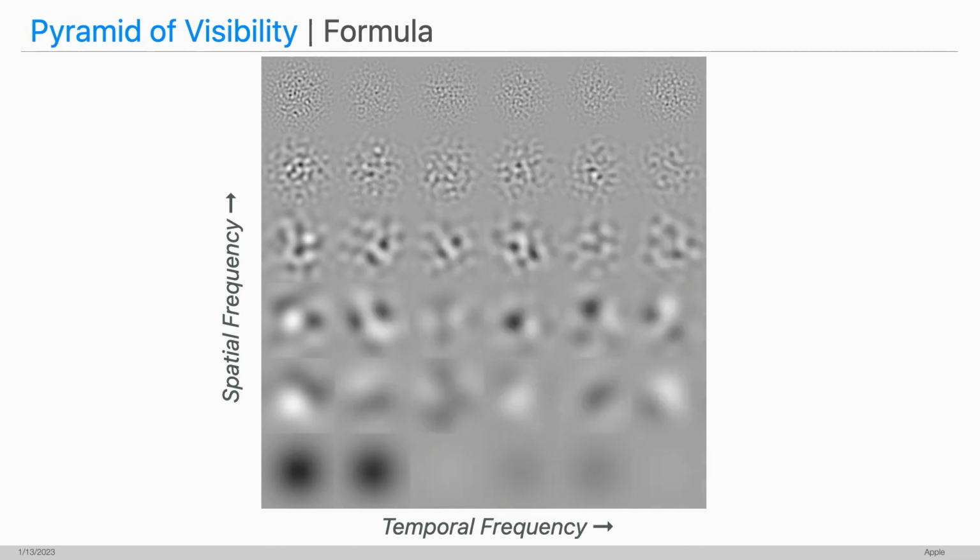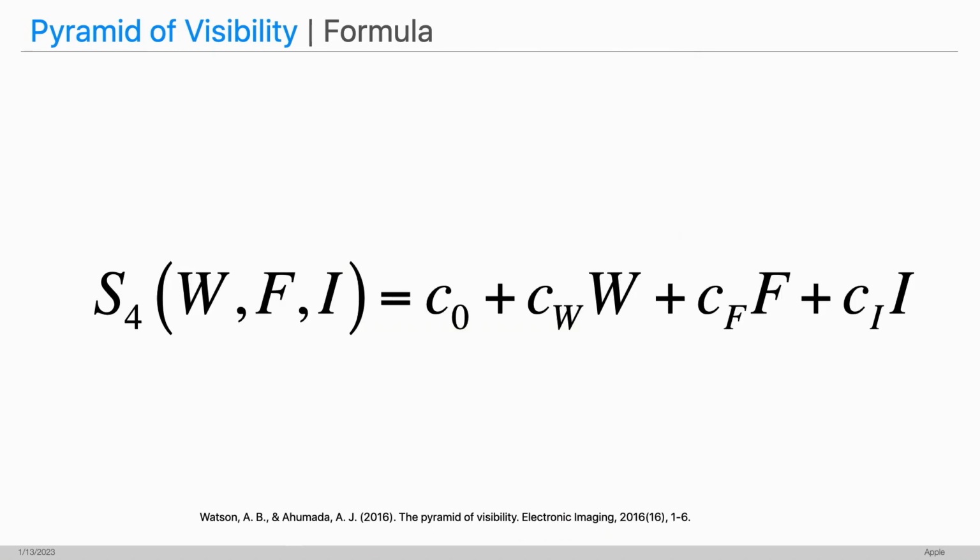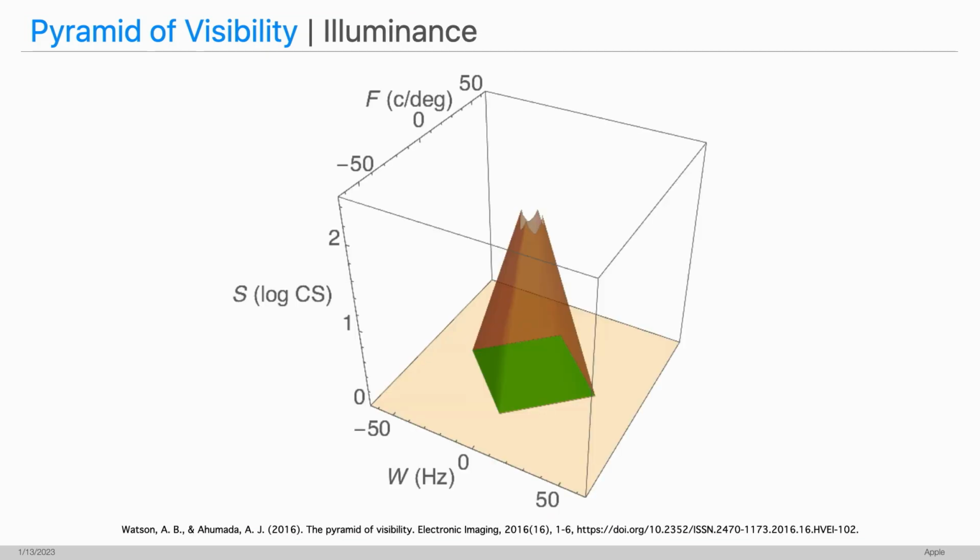All right, so now we're going to put all the stuff we've learned so far together into one equation, where we have a function that says that the sensitivity to a particular spatial frequency, temporal frequency, and retinal illuminance is equal to a constant plus a linear function of the other three terms. Notice there are no interaction terms. It's just separable. So that's, again, pretty amazing. And if you now look at what that equation looks like as a surface in the two-dimensional space, where the two axes on the bottom are temporal frequency and spatial frequency, and the vertical axis is that sensitivity, that's what it looks like. That's why we call it the pyramid of visibility.